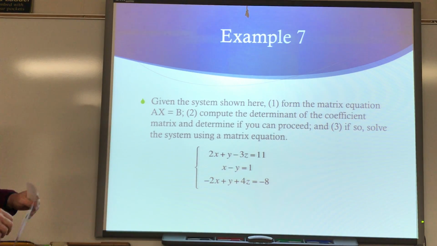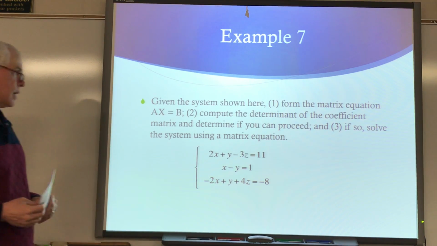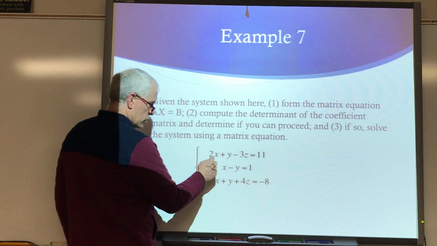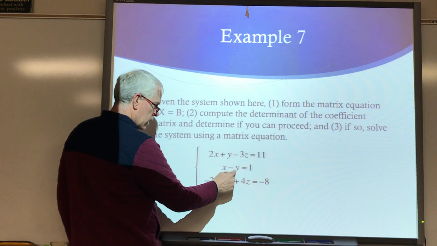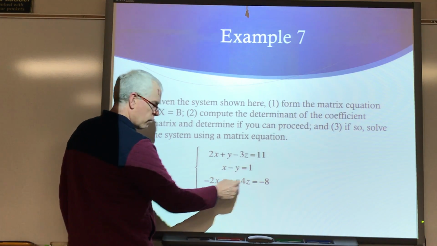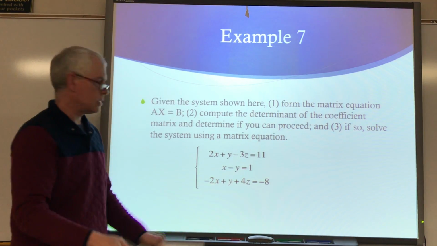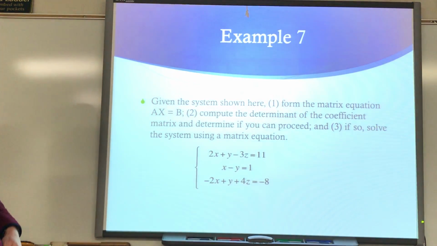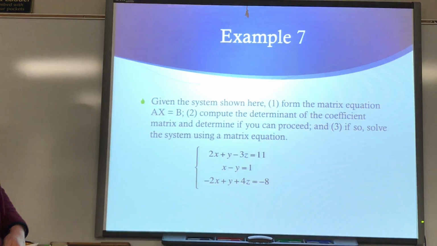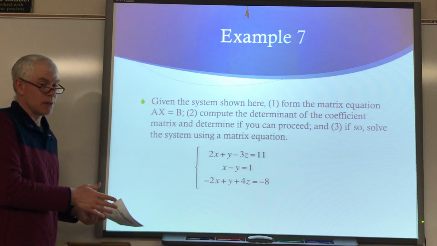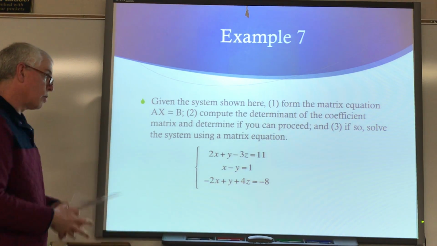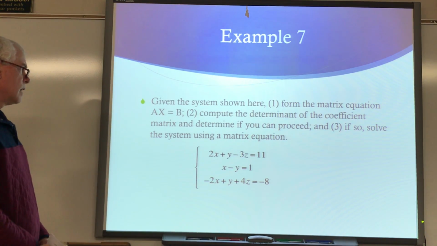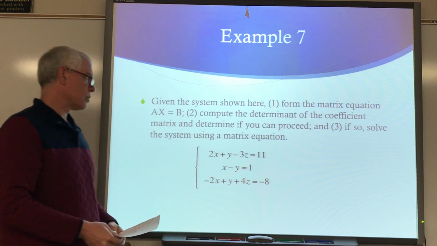Given the system shown here, 1, form the matrix equation. So that's 2, 1, negative 3, 1, negative 1, 0, negative 2, 1, 4, times x, y, z equals the constants on the right side. So we've seen that already. We're going to compute the determinant of the coefficient matrix and determine if you can proceed. Again, if the determinant is 0, you can't proceed, but the determinant here may or may not be 0. And if so, solve the system using a matrix equation.